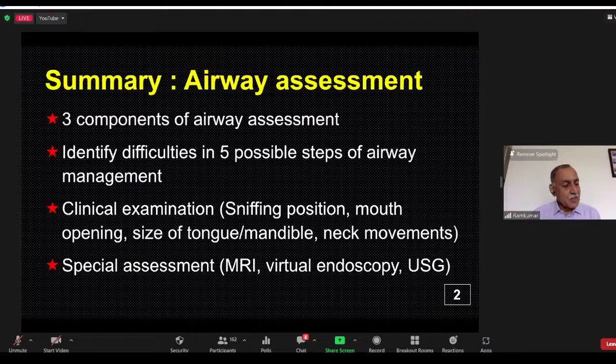Now, in summary, in the last 45 minutes or so, what I've been talking about is 2 aspects in my lecture. The first aspect was what do we assess when we perform an airway assessment? And I said that we look at 3 components of airway assessment. We look for anatomically difficult flags, red flags, that tell us that this patient's airway may be difficult to access because of anatomical difficulties. We look for a physiological problem that may be coexisting in this patient that will only add to the woes of the patient and the airway manager like you and me.